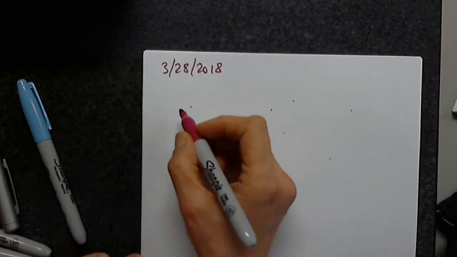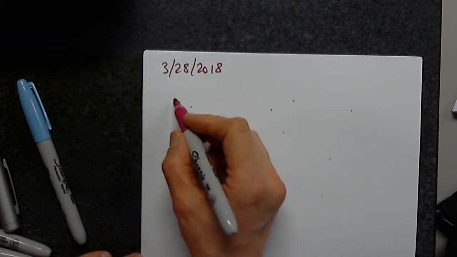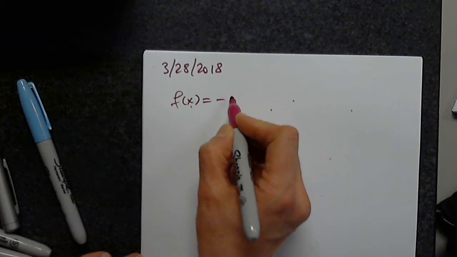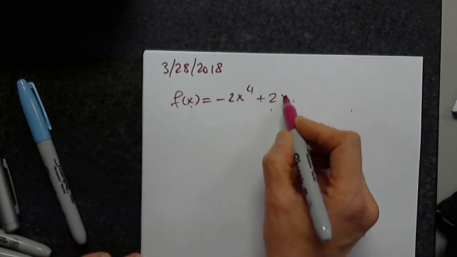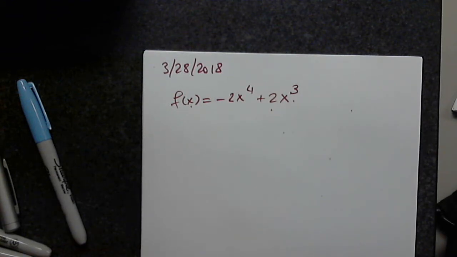Okay, so the problem that I had, because I was just trying to figure out the max and min, is negative 2x to the fourth plus 2x to the third. Very good. Okay, so let's do the whole thing. This is a good review, because I was going to review a polynomial function like that anyway. So thank you for picking the problem.